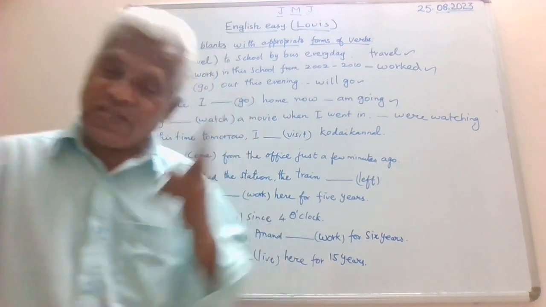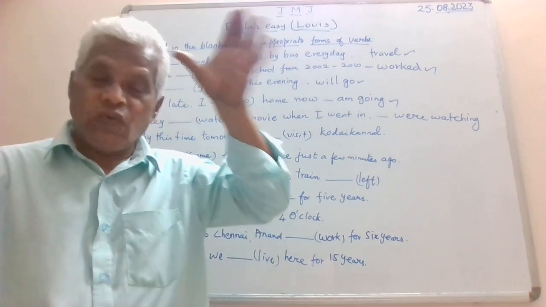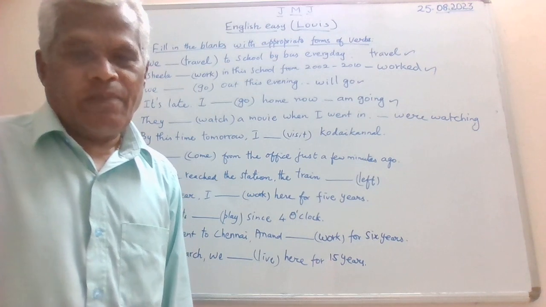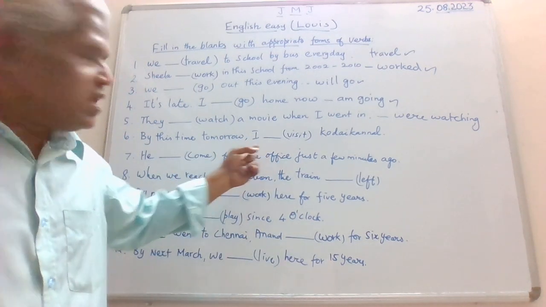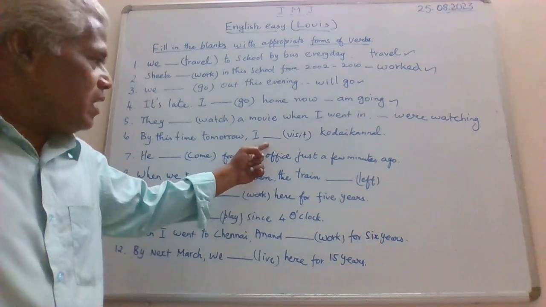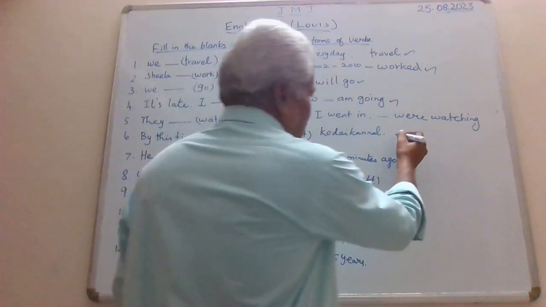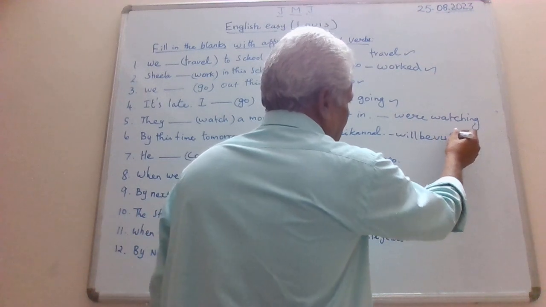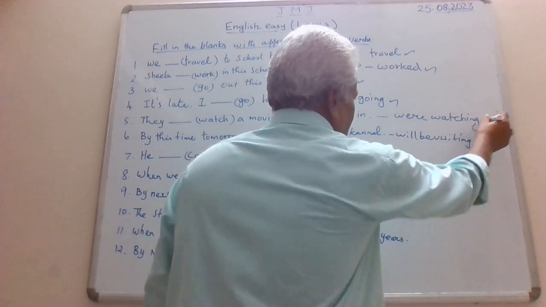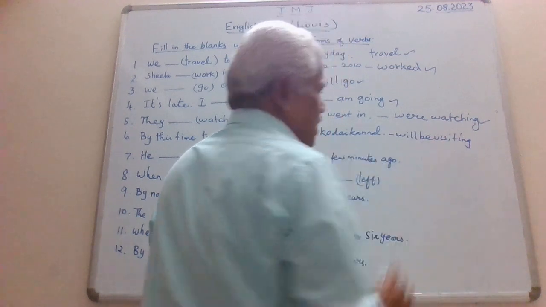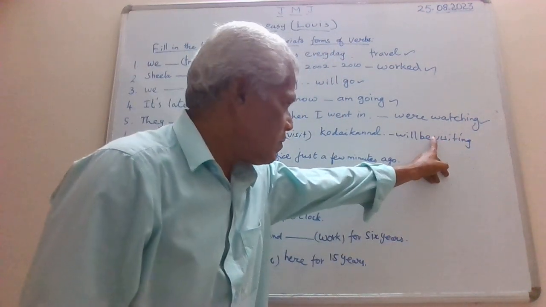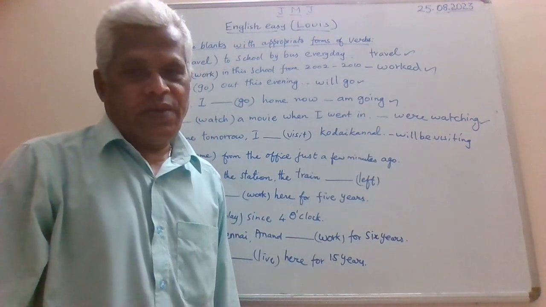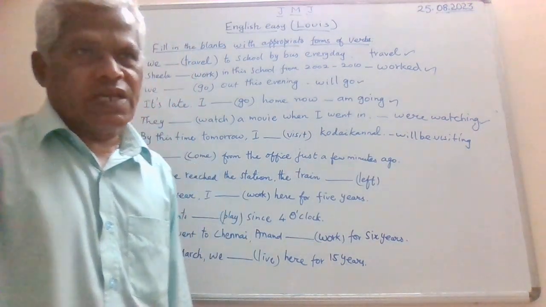So future continuous tense is used to denote or describe an action, an imaginary action that is going to happen in the future at the appropriate time. So future continuous. What is that? By this time tomorrow, I will be visiting. What is the format here? Will be visiting. Future continuous tense.